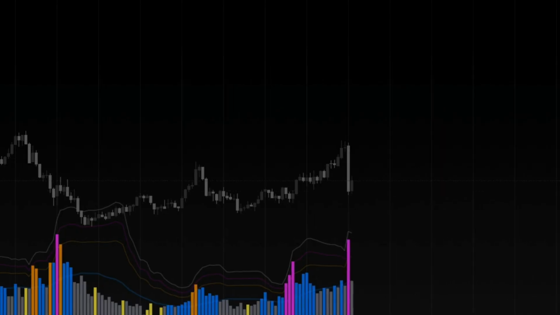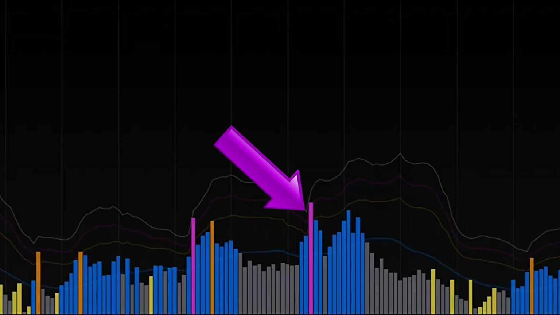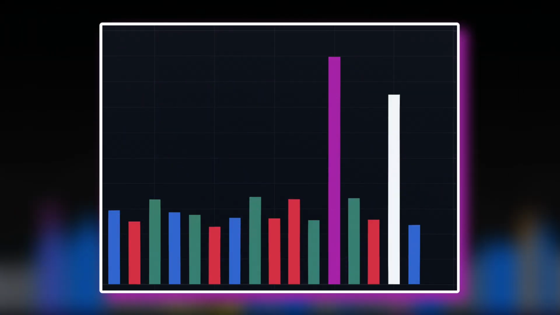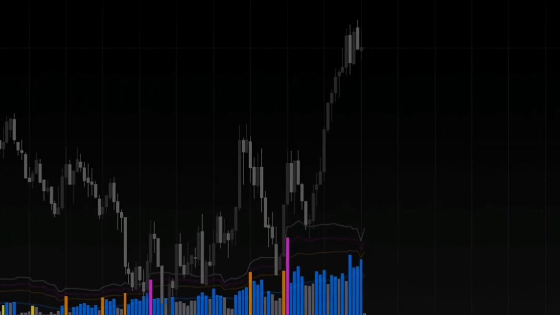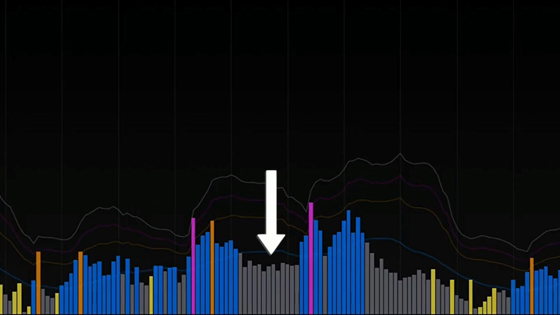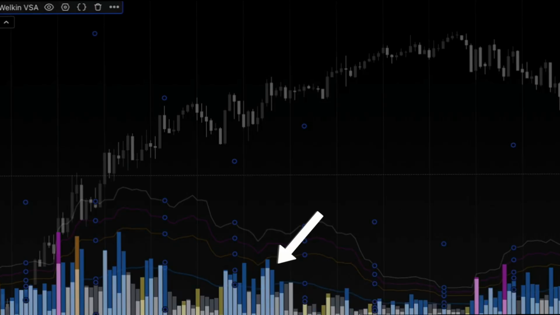Instead of just showing you if the volume is high or low, the Welkin VSA indicator analyzes how that volume interacts with price movement. It color codes every volume bar based on its strength and significance, so you can immediately tell when a move is strong, weak, or manipulated. You'll notice that white or magenta bars indicate ultra-high volume. This often signals strong institutional activity or potential reversals. We'll later also take our trades on these bars only. Gray bars represent low or uncertain volume, signaling a weak or indecisive market. When you enable the buy-sell strength option, you can even see whether the majority of that volume came from buyers or sellers. It's like having an X-ray for every candle on your chart.